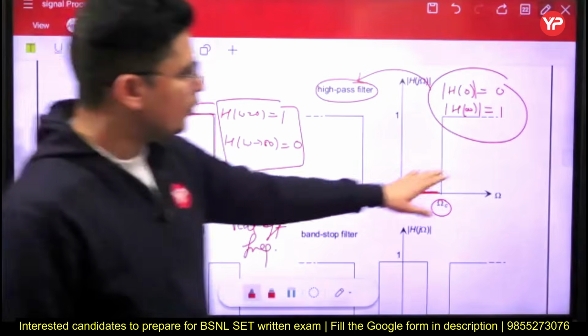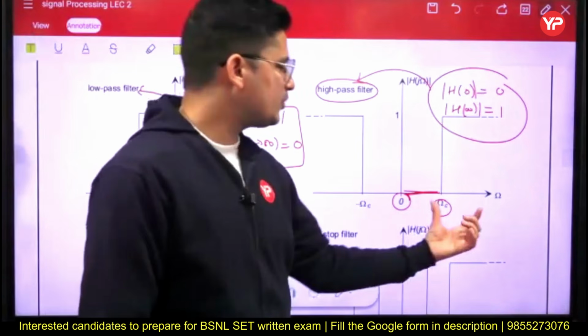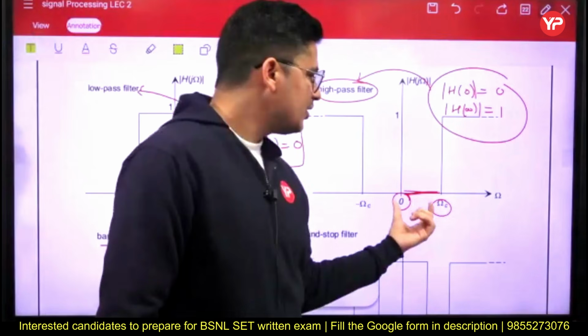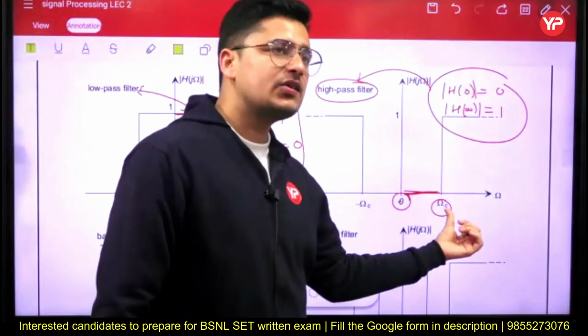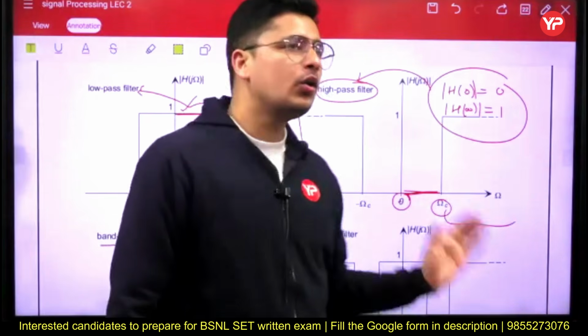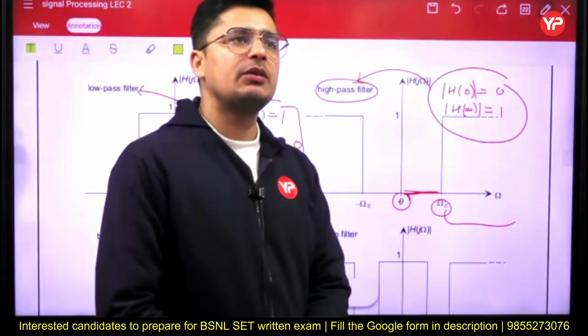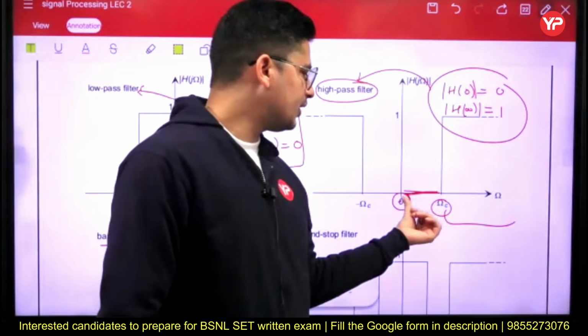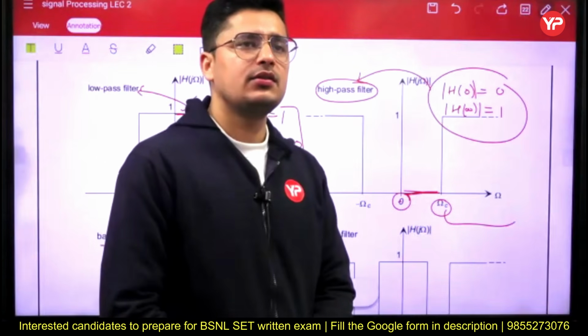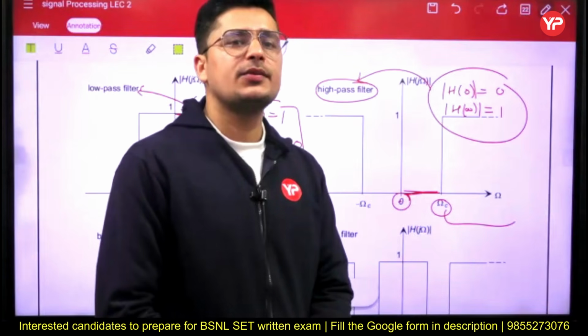And another one is the high pass filter. High pass filter means what? It will pass the frequencies from omega c to infinity, meaning all the frequencies above or greater than this omega c, and it will reject frequencies from 0 to omega c, right? That is a high pass filter.